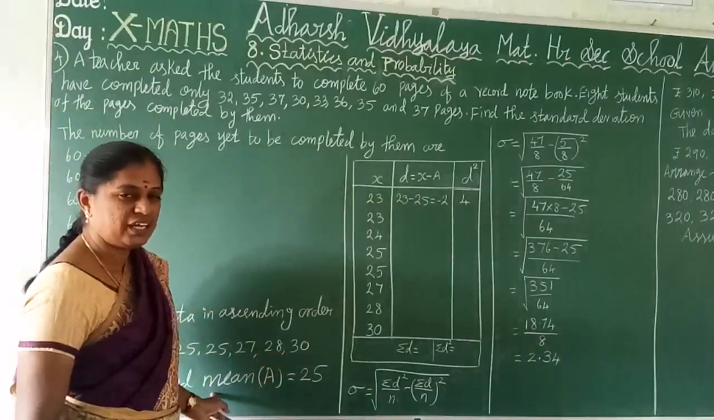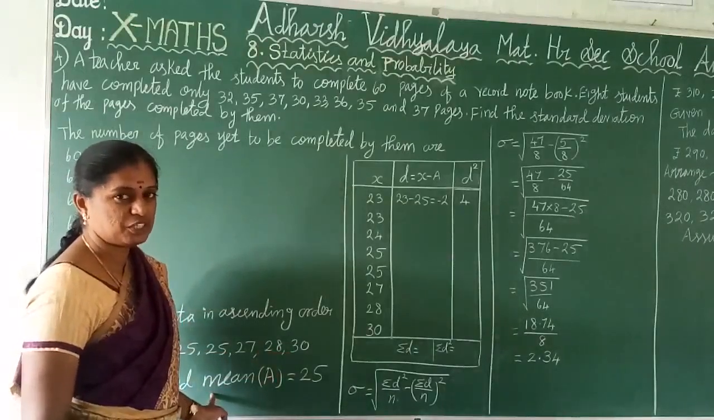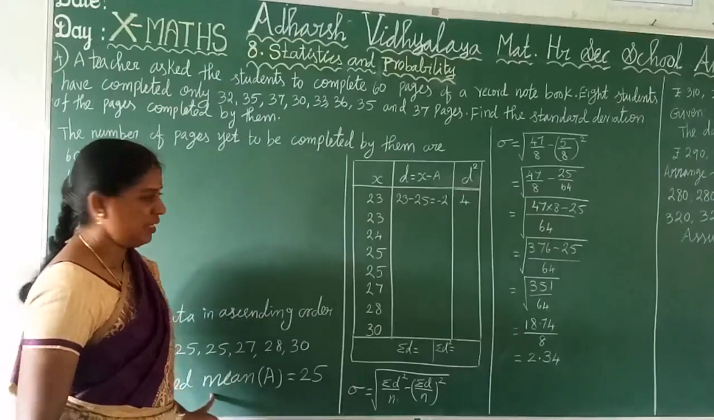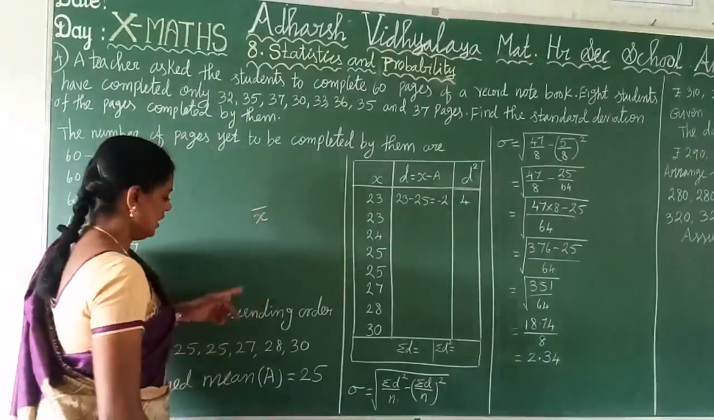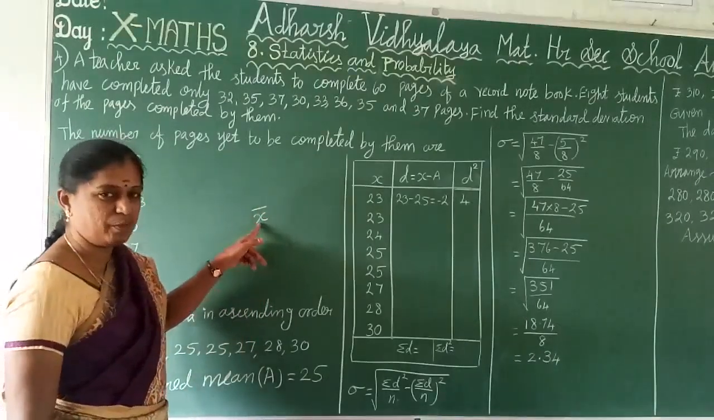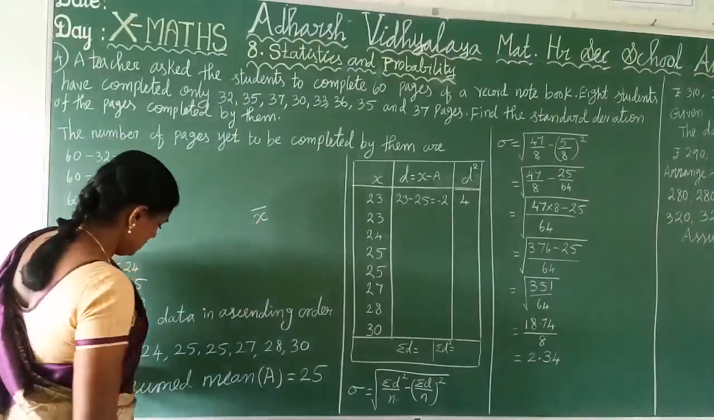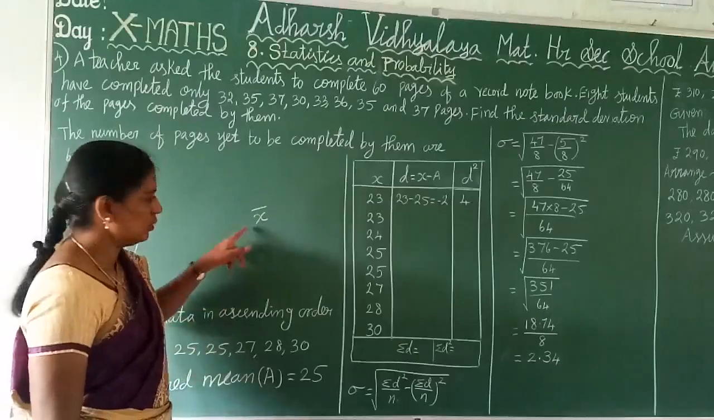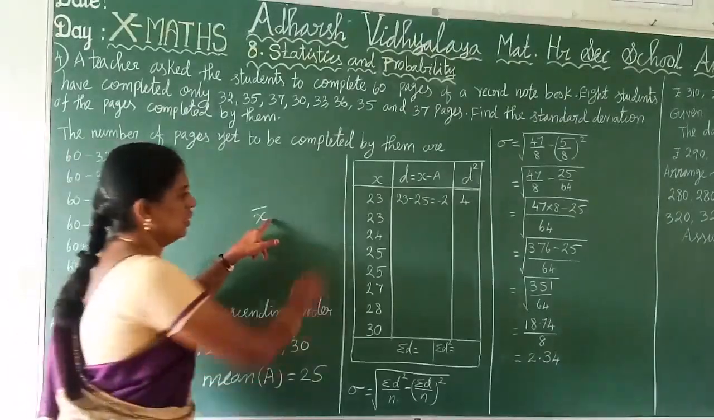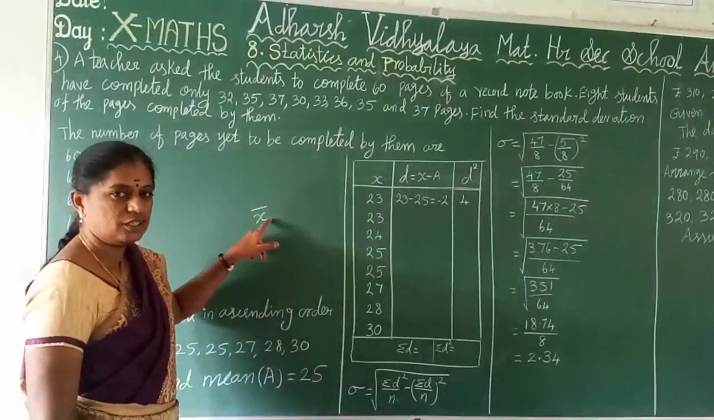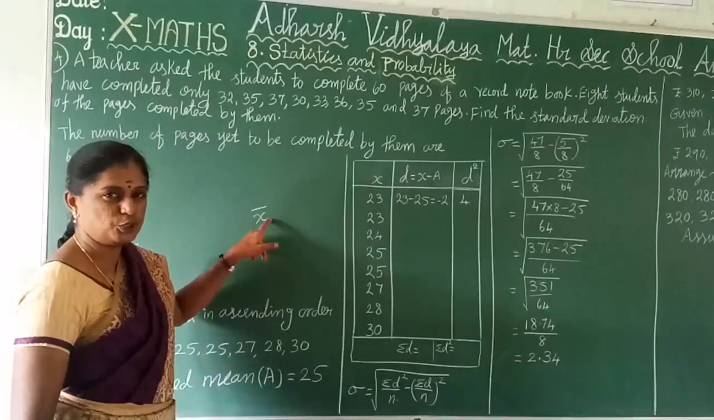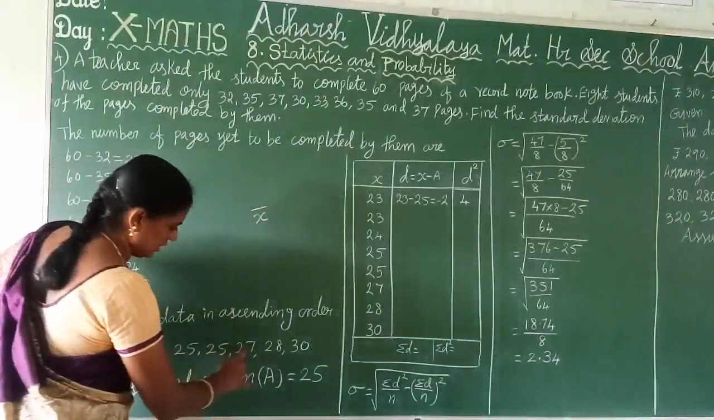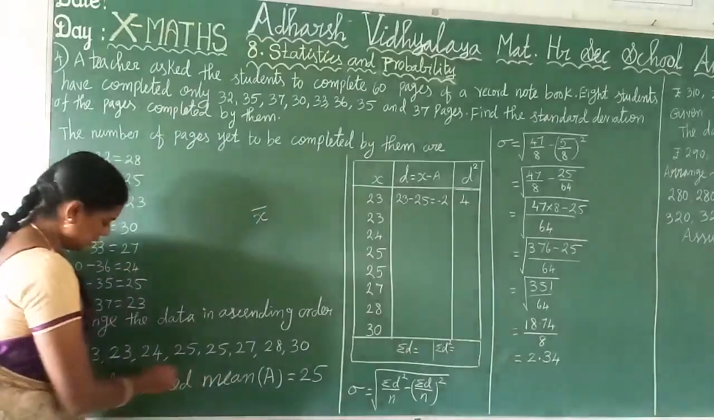So there are the direct method, assumed mean method, and step deviation method. Better we use the assumed mean. Don't use the mean, that is x bar, because x bar means add all the observations and divide by the number of observations. If you make some mistake here, the total answer goes wrong. So better we use the assumed mean method. It is very simple. Here how many data are there? 1, 2, 3, 4, 5, 6, 7, 8. Clear?